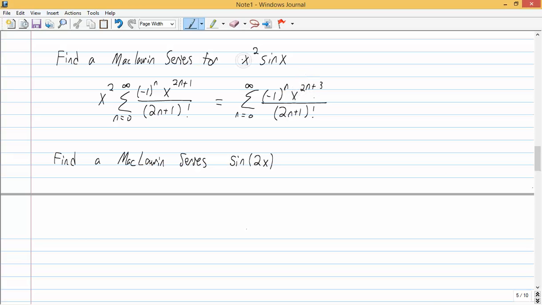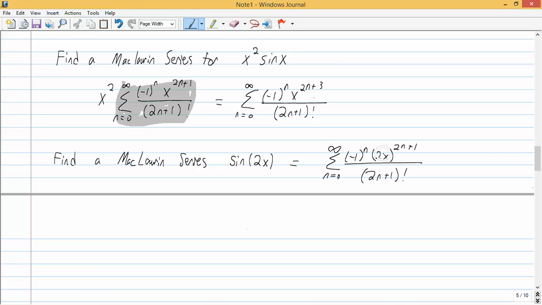So don't do it right here where you'd multiplied it times x squared. This right here is sine of x. So what I'd have to do is, it's going to equal sum n equals 0 to infinity, negative 1 to the n, and now plug that 2x in where the x is. So it's going to be 2x to the 2n plus 1 power over 2n plus 1 factorial.